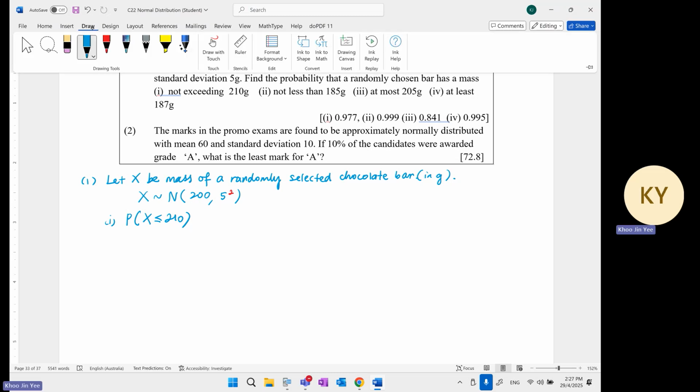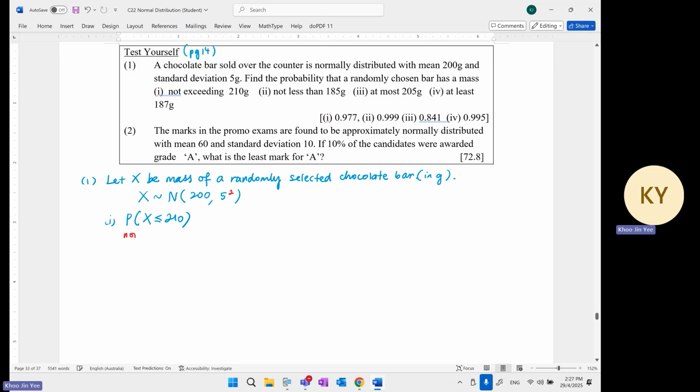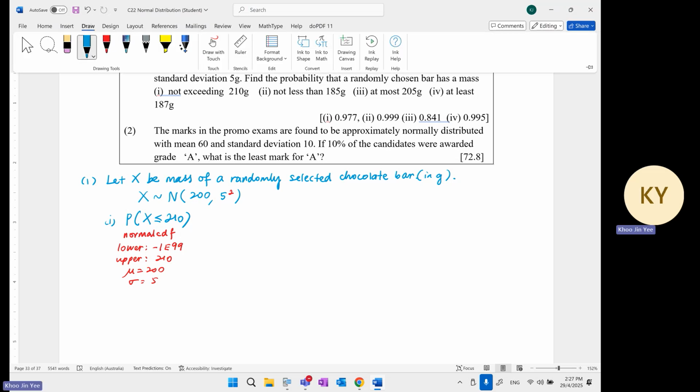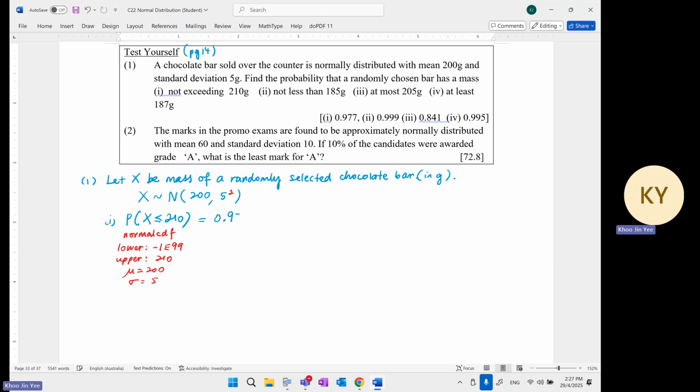For this one over here, what do we key in? Here we key in normal CDF, not PDF. We're not looking at the density function, we're looking at the cumulative one. So what is the lower? The lower that you need to key in would be -1 E99. The upper one that you need to key in is 210. Your mean is 200, standard deviation 5. Once you key in everything, this one would be 0.977, to 3 significant figures.